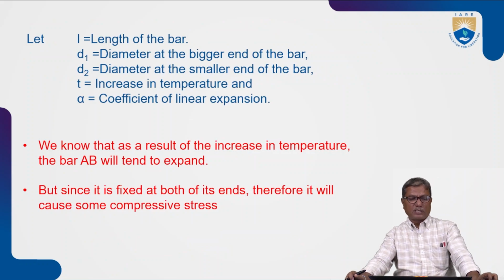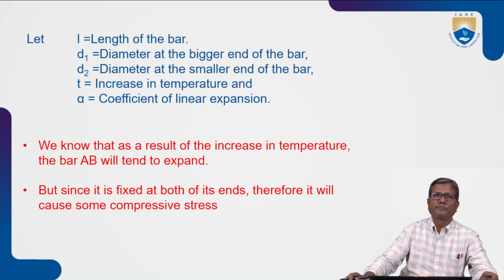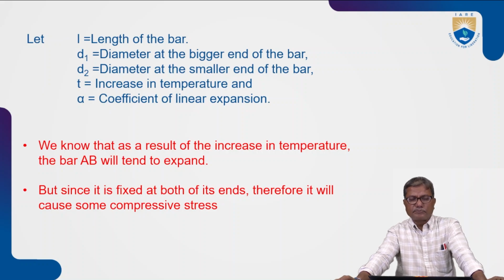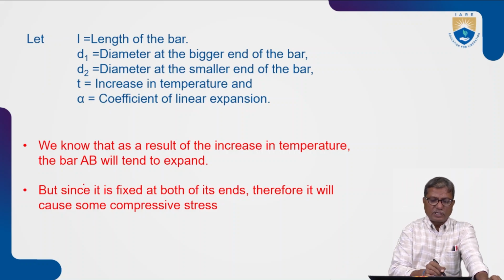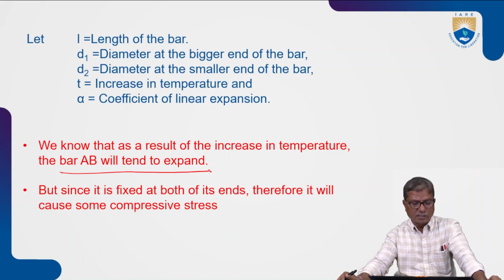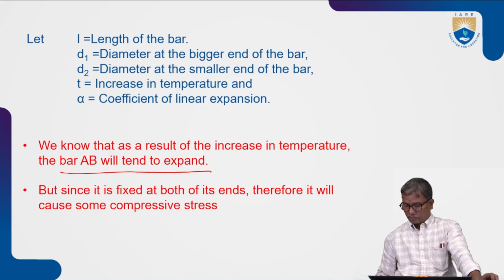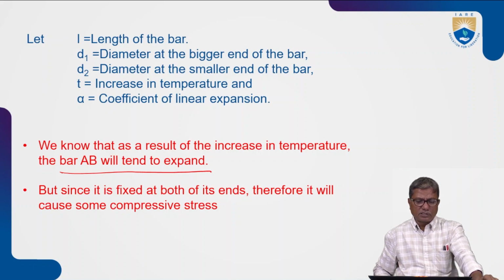Like this, L is the length of the bar. D1 is diameter at one end, bigger section, and D2 is the diameter at smaller section end. And T is increase in temperature. Alpha is the coefficient of linear expansion. So as a result of increase of temperature, the bar will tend to expand. It is a known fact. And as it is fixed, it will cause some compressive stress because it will not allow the free expansion. So it causes some stresses developed in the bar.